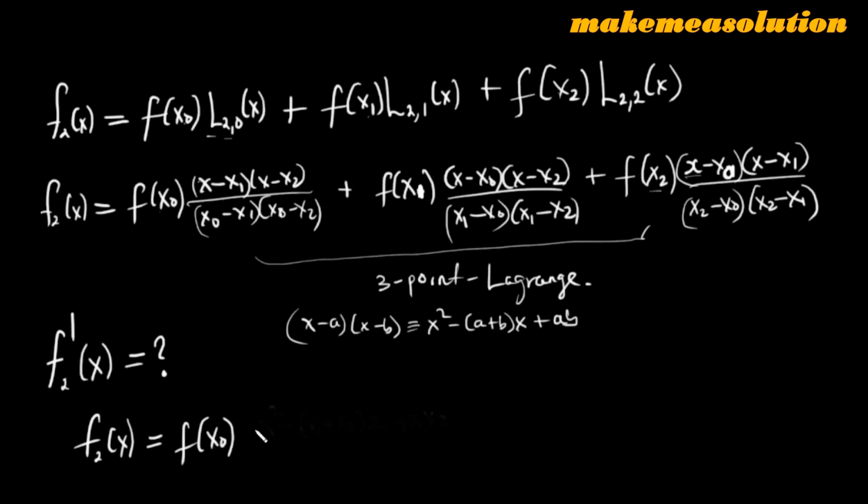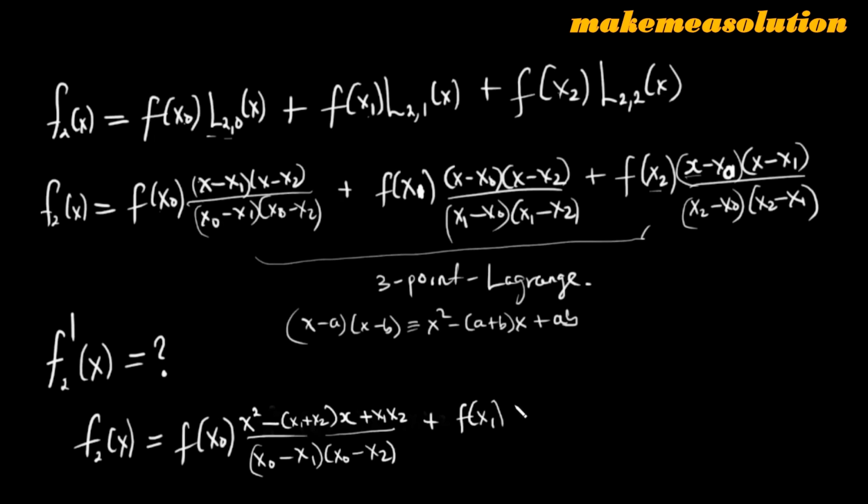So we'll have x squared, then minus x1 plus x2 x, then you now have plus x1 x2, all over the same denominator, x naught minus x1 and x naught minus x2. Is that okay? That's for this term. Then for the next term, you will have f of x1 into this. When you expand it, you get another x squared minus x naught plus x2 x, and you now have plus x naught x2 all over x1 minus x naught, x1 minus x2.